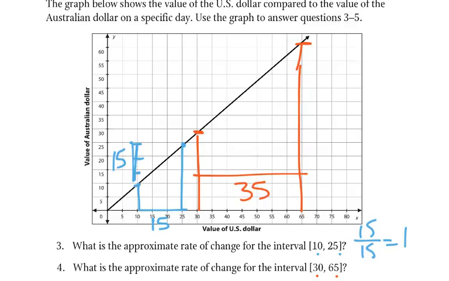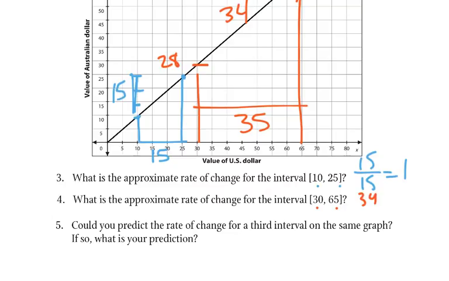And vertical, that's the change we have to figure out now. Okay, this would probably be about 28, and this 62. So 62 minus 28 would give us about 34. So 34 divided by 35 gives us almost 1. Right, 0.97, which we could round up, because we're just approximating. So I would probably predict for the third interval we would have 1. So the value of the Australian dollar and the US dollar are pretty even.